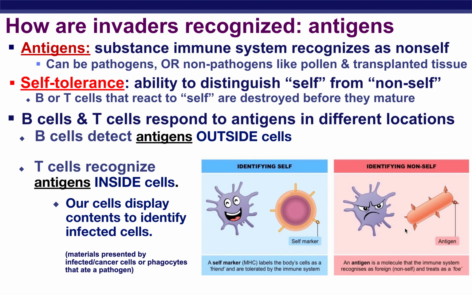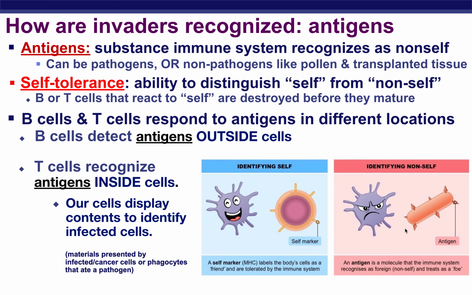Now, I talk about specific defenses as things that respond to antigens. So just to remind you what antigens are, those are substances the immune system recognizes as non-self. Those could be pathogens, viruses, or bacteria, but they can also be non-pathogens like pollen. Anything someone is allergic to is an antigen to that person because their body recognizes it as non-self.